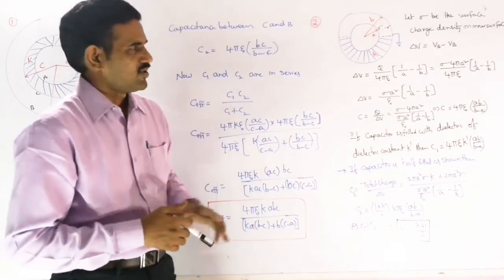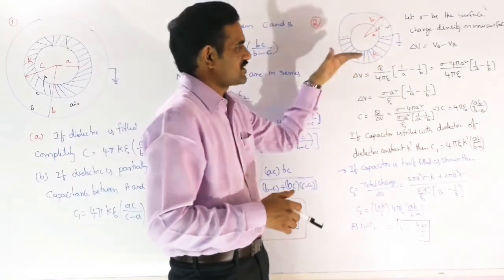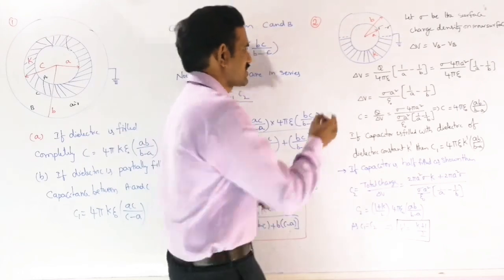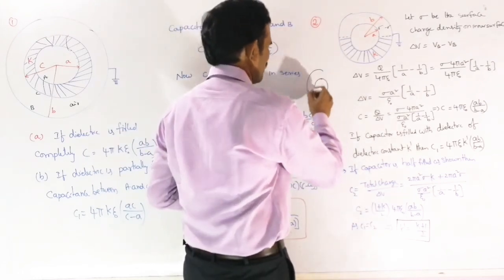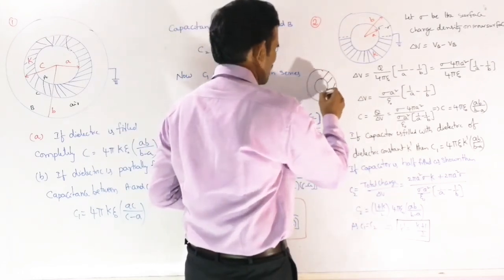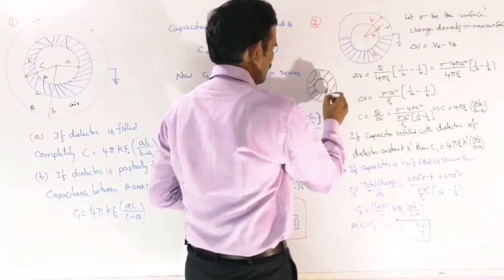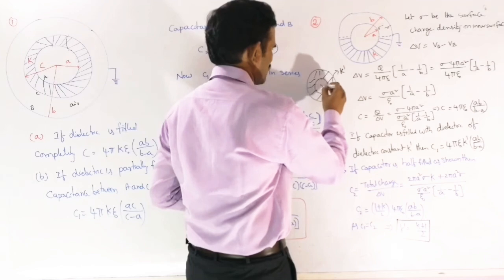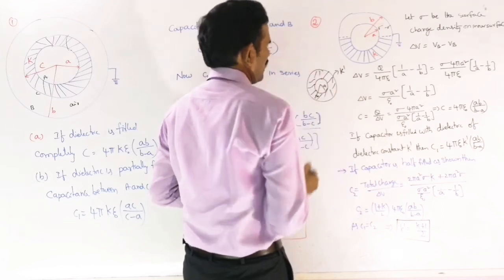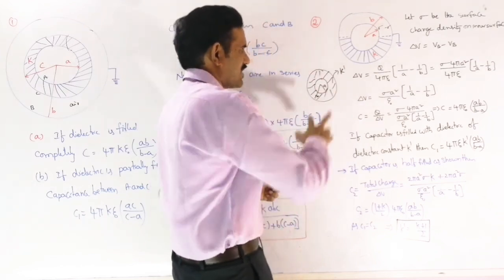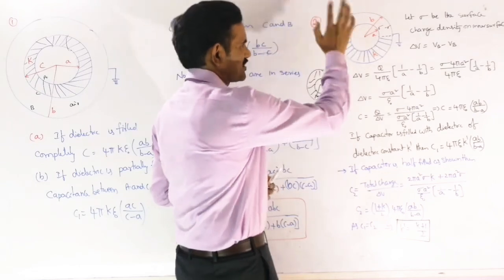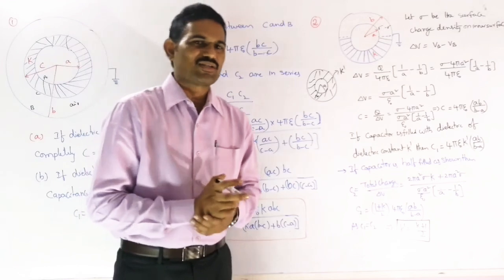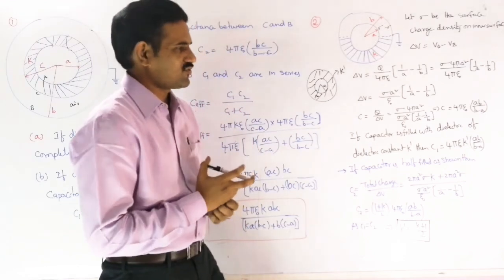Is it clear? The actual case given here is half filled. Now we are taking another case where the space between them is completely filled, this total space is completely filled with another material, K dash, with the same radii A and B. Now what I am saying is that the capacitance in this case and the capacitance in this case are the same. So we need to find the K dash value here.